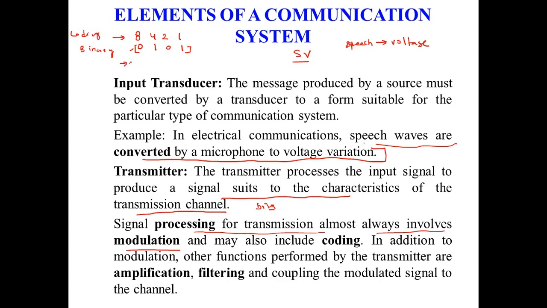I have to write 8 into 0 plus 4 into 1 plus 2 into 0 plus 1 into 1. So 8 into 0 becomes 0, this becomes 4, this becomes 0, this becomes 1. So totally I get 5 volts. On a similar basis, I can write up to 15 volts.